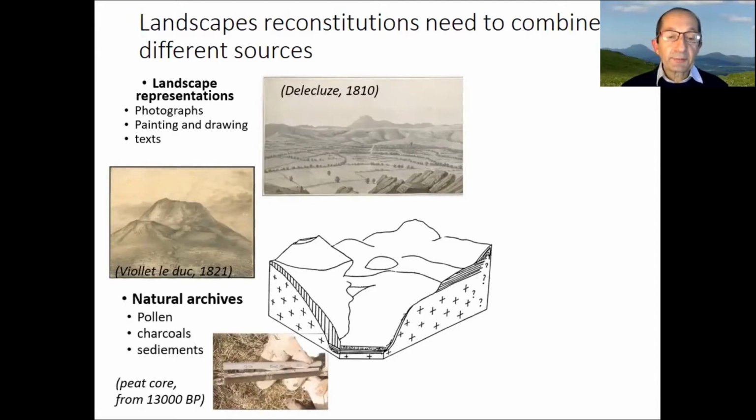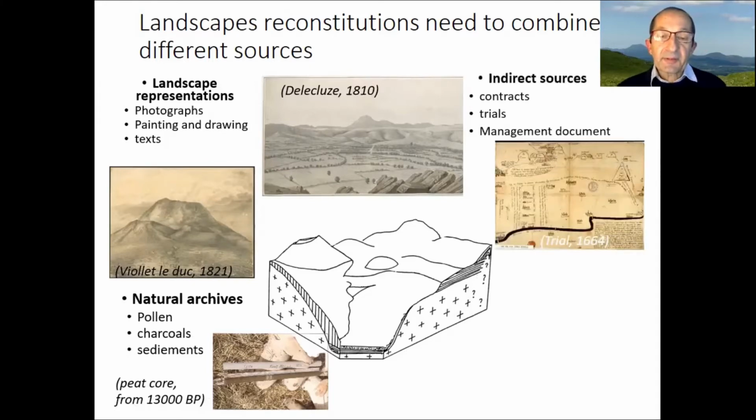If one wants to explore very ancient landscapes, landscape representations don't exist. So you need to find natural archives, for instance, pollen or charcoal or sediment that can permit to have an idea of the vegetation and also the type of erosion. And then you can obtain information for very ancient periods. And it permits to have an idea of the landscape of this period.